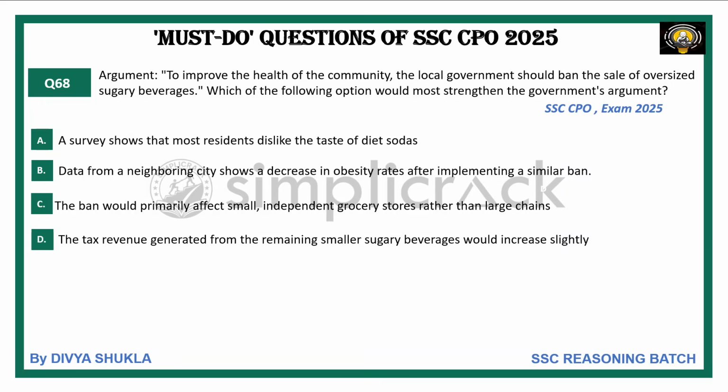Argument. To improve the health of the community, the local government should ban the sale of oversized sugary beverages. Which of the following options would most strengthen the government's argument? So the argument is that you can see a lot of drinks today which have too much sugar in them. And it is saying that to improve the health of the community, the local government should ban the sale of these oversized sugary beverages. Option A.